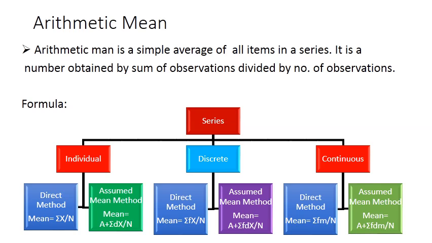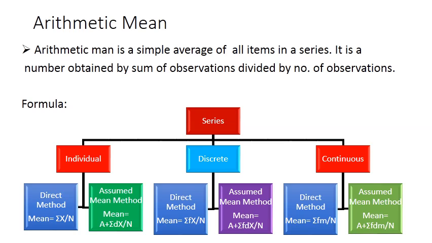In case of individual series, mean is equal to summation of x, where x is the observations, divided by n, the number of observations. And in assumed mean method, mean is equal to A plus summation of dx divided by n. A is the assumed mean here; we assume a mean. We will discuss it in numericals. Here n is the number of observations, and summation of dx is the summation of deviations from the assumed mean.